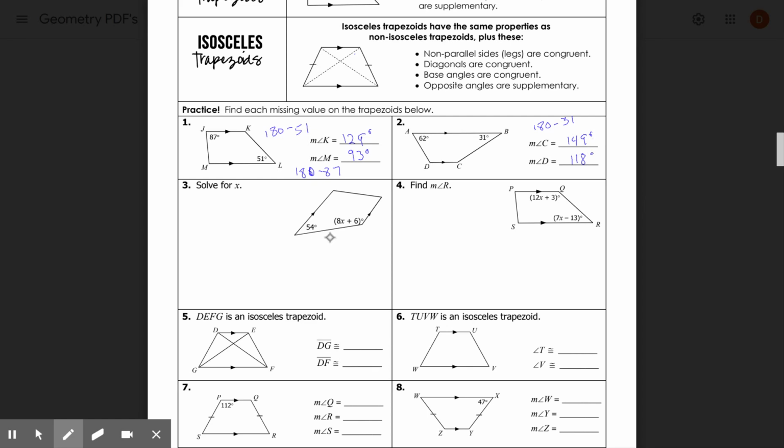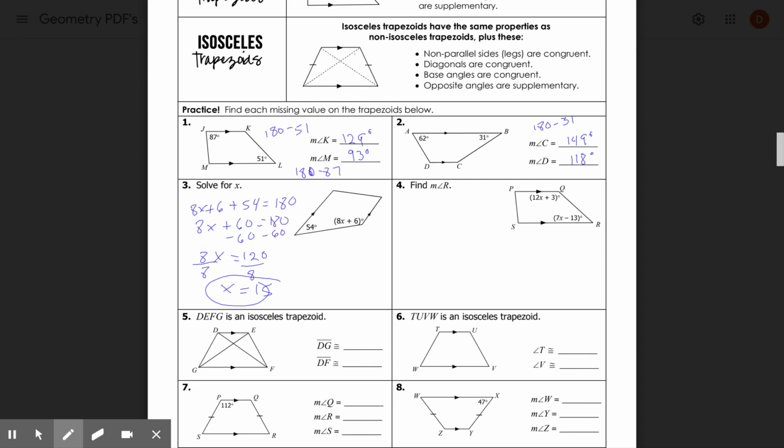And then we get some algebra here. We're going to solve for x. So here's our parallel lines. So we know that 8x plus 6 plus 54 degrees is going to equal 180. So we have 8x plus 6 plus 54 equals 180. If we add 6 and 54, that gives us 8x plus 60 equals 180, and then subtract your 60 from both sides, and we get 8x equals 120. Divide both sides by 8, and x equals 15. So doing a little algebra here based on these rules.